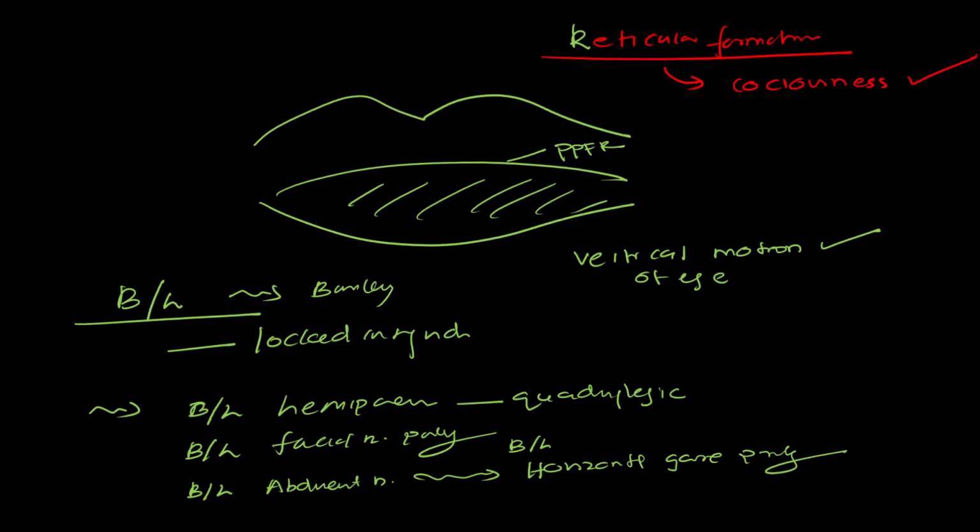Will not be able to speak. Only the vertical motions of the eye are present. Apart from that, all the other motions are paralyzed. So this is given the term locked-in syndrome. So it's a bilateral lesion of the pons.